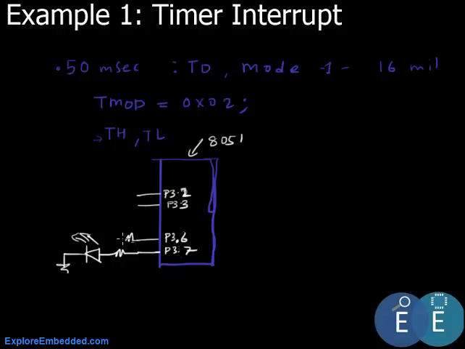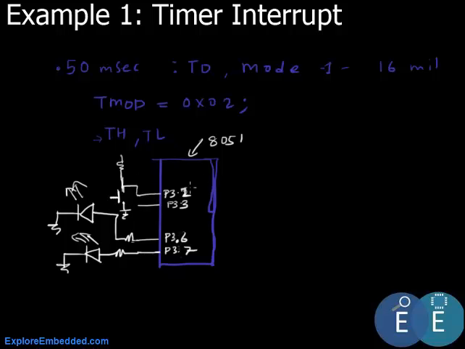And there's also one more LED here. Alright, and this is ground. And there's a switch which is connected to port 3.2. So this is the switch.